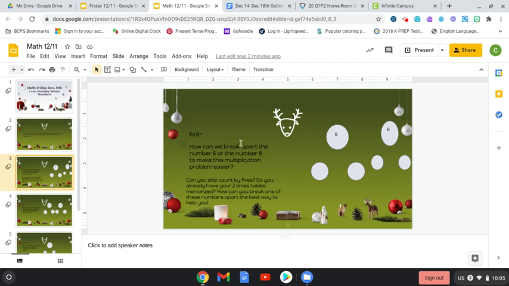6 times 8. How can we break apart the number 6 or the number 8 to make this problem easier? You have to ask yourself, can I skip count by fives? Do I have my twos tables memorized? Think about what way you can break something apart to make it a little easier for you. So let's look at this one, for example. 8, I can break 8 into 5 and 3, okay?